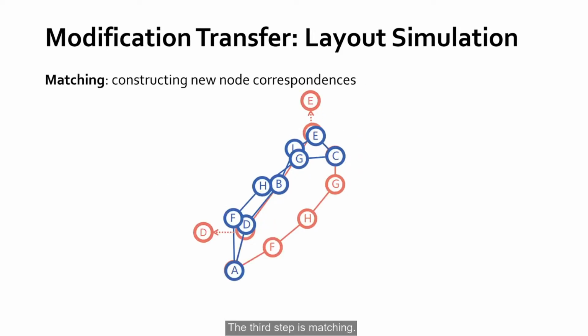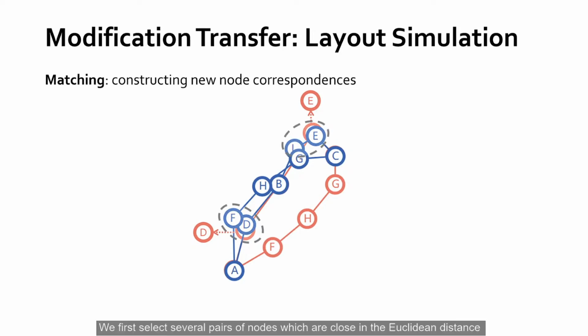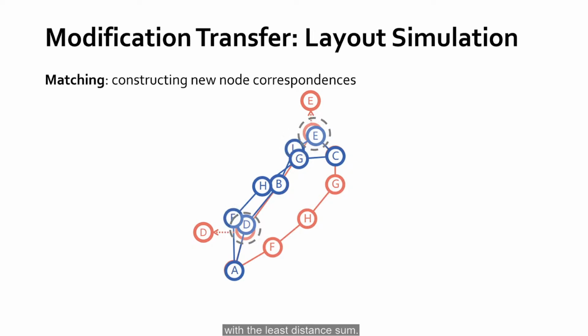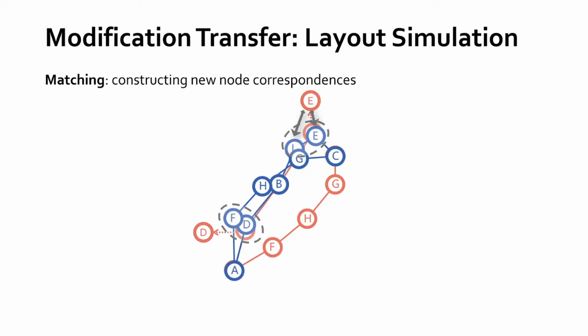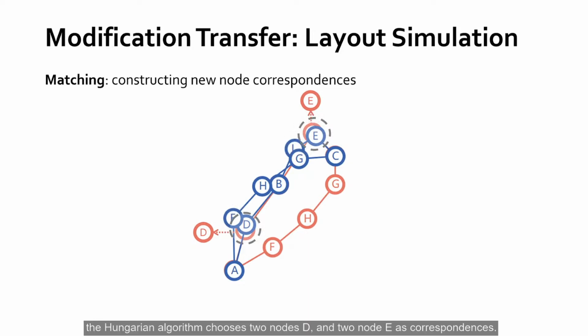The third step is matching. The matching step constructs new node correspondences between the source and the target according to node positions. We first select several pairs of nodes which are close in Euclidean distance and use the Hungarian algorithm to choose a set of injective correspondences with the least distance sum. In this case, the red source node D can map to both blue target nodes D and F, and the red source node E can map to both target nodes E and I. And finally, the Hungarian algorithm chooses the two nodes D and the two nodes E as correspondences.